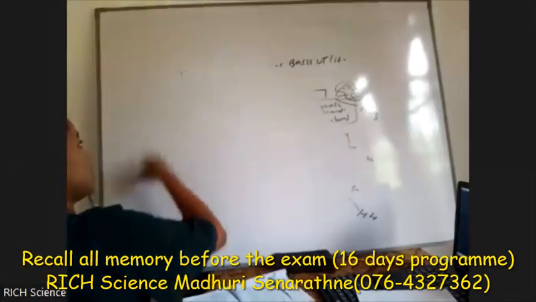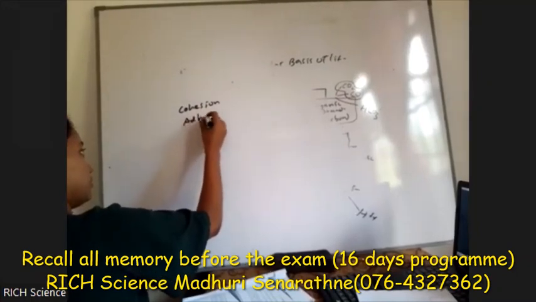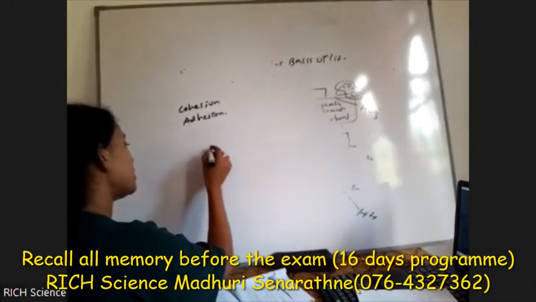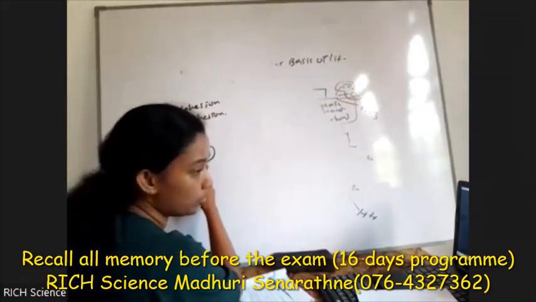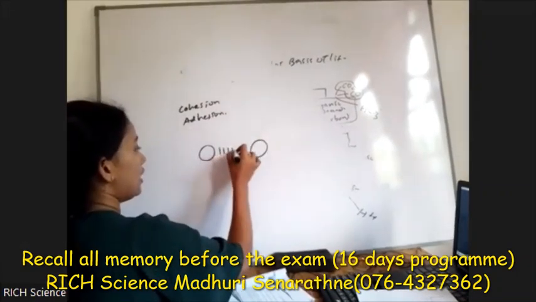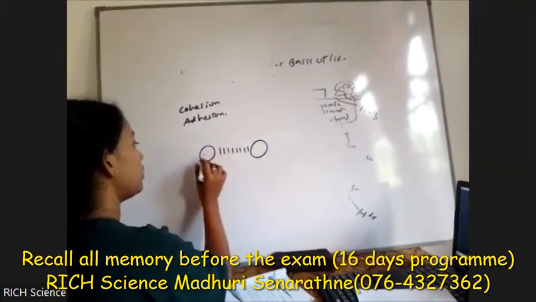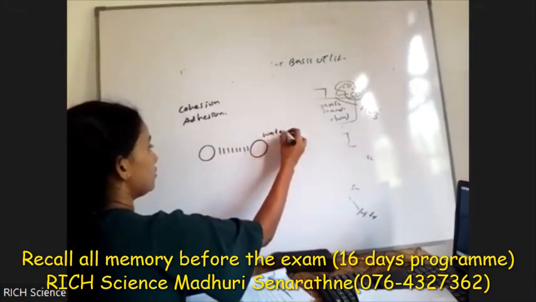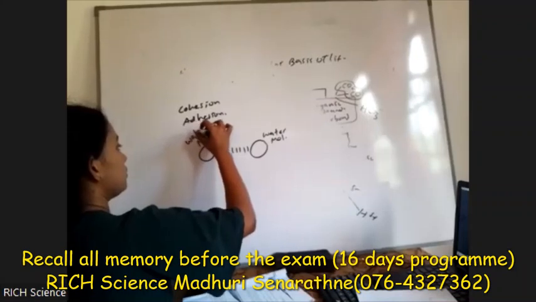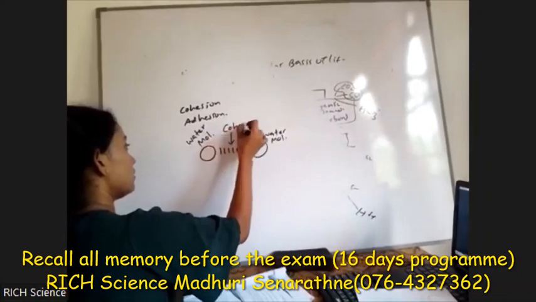There are two terms, cohesion and adhesion. Imagine this is a water molecule. Intermolecular hydrogen bonds occur between one water molecule and another water molecule. This intermolecular interaction is cohesion.